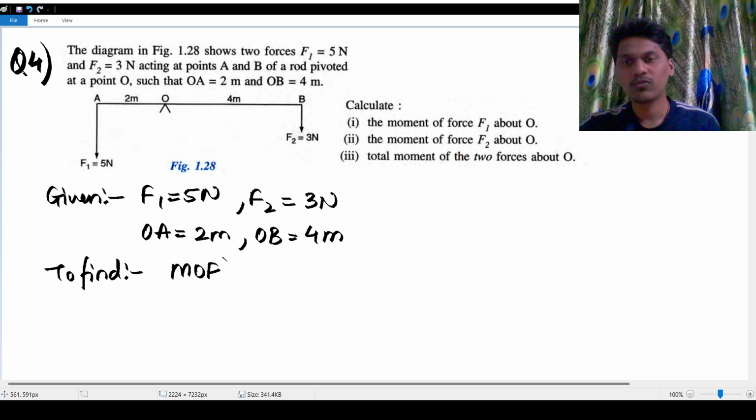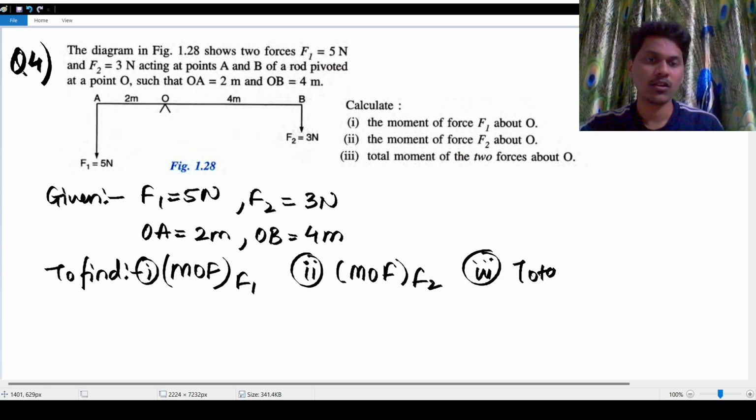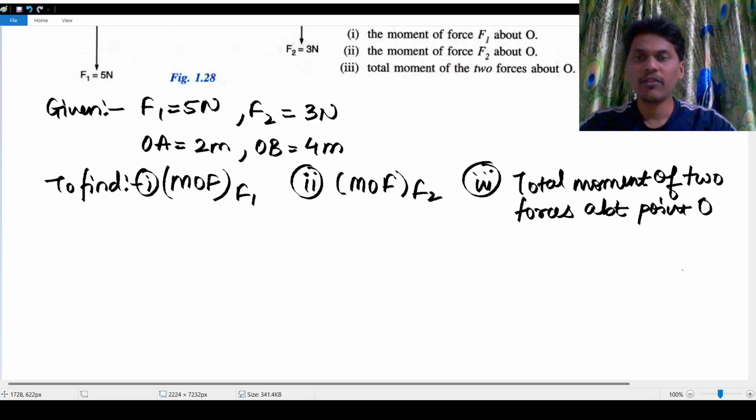The moment of force F1 about O, this is the first thing that we are going to find out. Second, we have to find out the moment of force F2 about point O, and third, we have to find out the total moment of the two forces about point O.